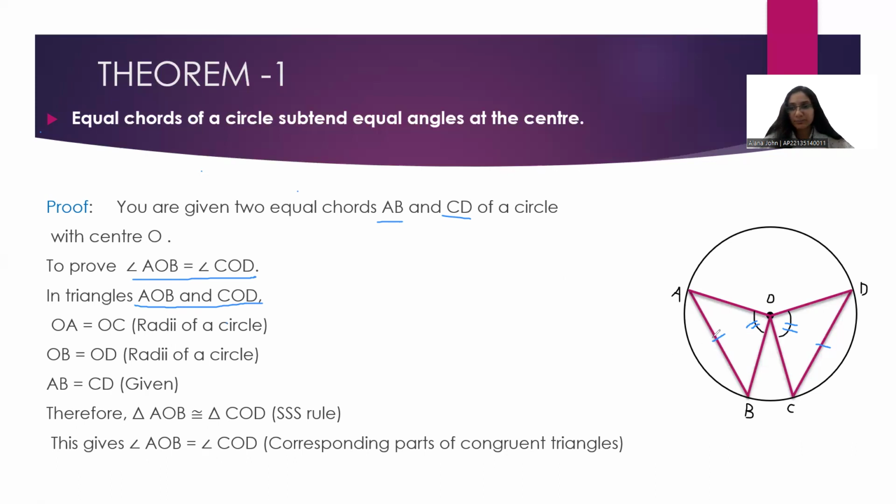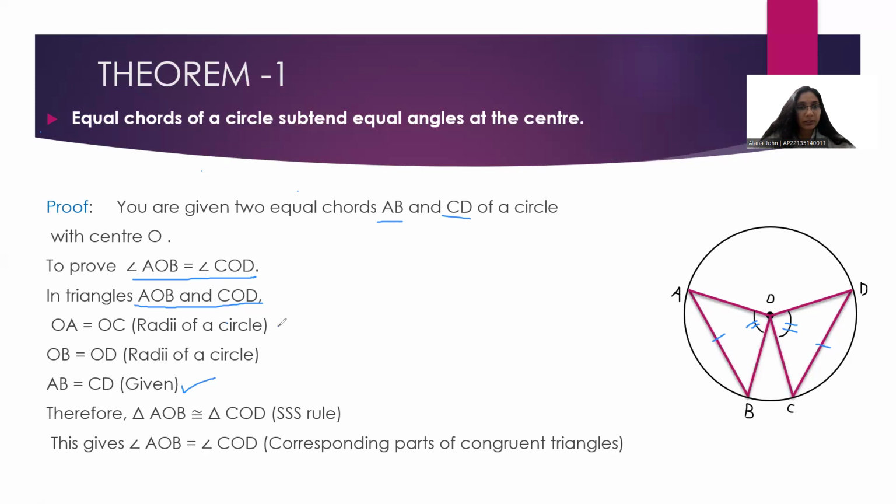Here it is given that AB is equal to CD, right? It is given. So that is one condition, which we have taken. Now observe, what is this OA? OA is the radius of the circle, right? And OC is also the radius of the circle. So we can say OA equals OC because both are radii of the circle. Similarly, OB is a radius of the circle, and OD is also a radius. So we can say that OB equals OD because all of them are radii of the circle.